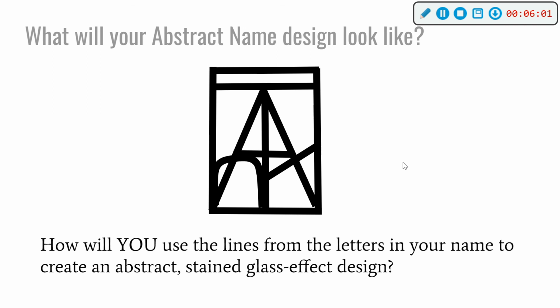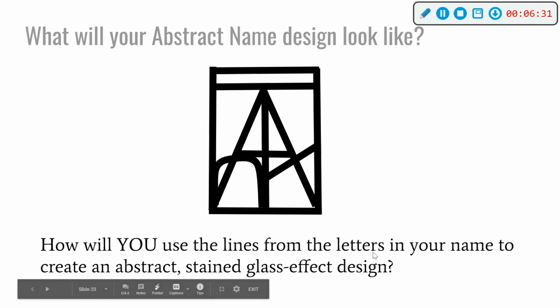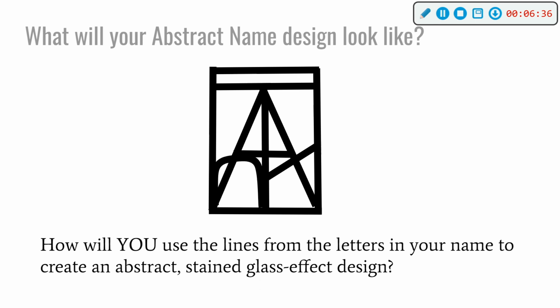So from those three letters, if you didn't know that we were trying to create an abstract design with the letters of a word or your name, just looking at it, you wouldn't necessarily know. You might think you see some, but you wouldn't really be sure if that's what the artist really meant or not. So what will your abstract name design look like? And how will you use the lines from the letters in your name to create an abstract stained glass effect design?